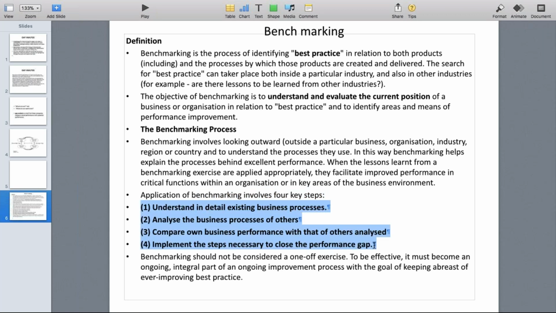Yes, got it. Implement the steps necessary to close the performance gap. Benchmarking should not be considered a one-off exercise. To be effective, it must become an ongoing integral part of the improvement process with the goal of keeping abreast of ever improving best practice. So it's a continuous process. So these 4 steps are there, right? This is known as gap analysis. That's it, filling the gap.